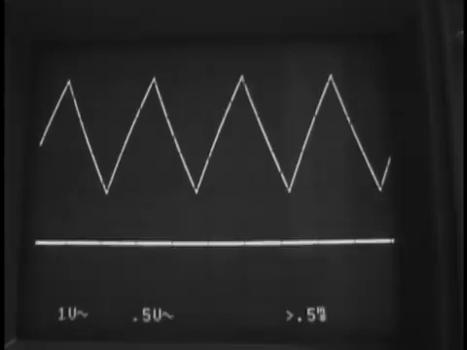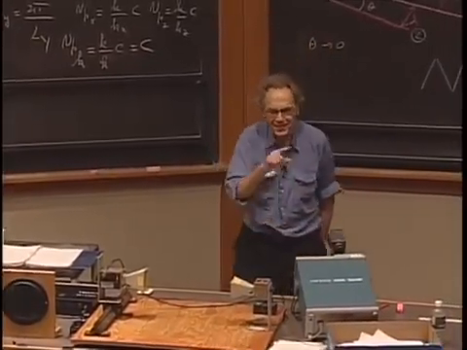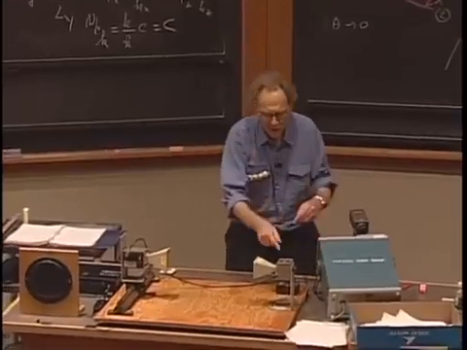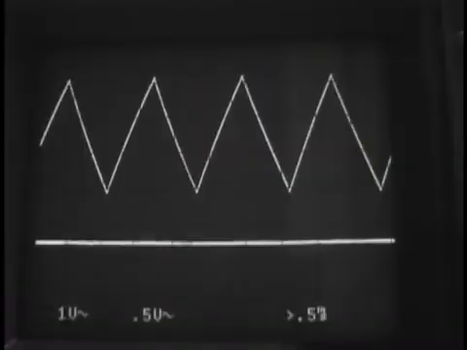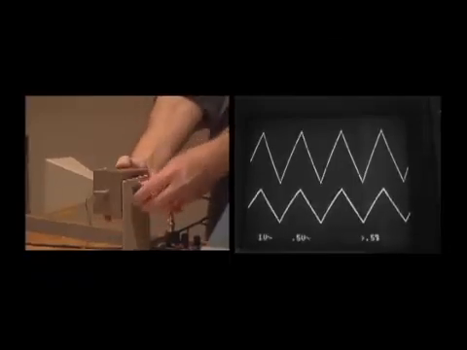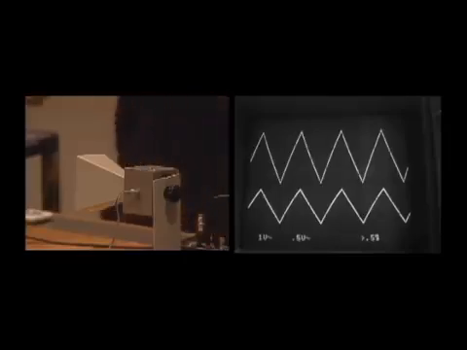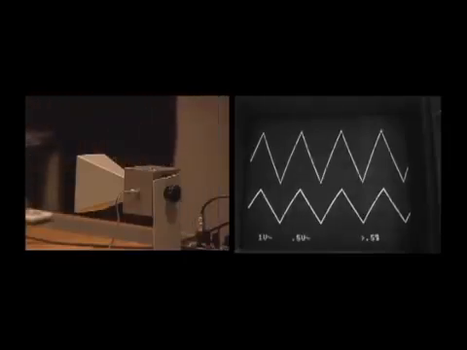How can I get it back? One way I can get it back is rotating this back, but I can do something better, something more convincing. I can rotate the transmitter by 90 degrees. So now the transmitter, and now I have it back. So you see here two dramatic cases of linear polarization.